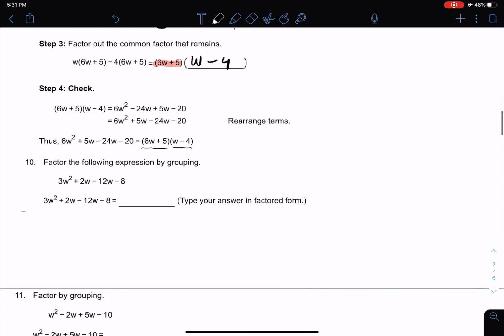Okay, so number 10, factor the following expression by grouping. Can we do it? Let's see. Let me write it down. 3w squared plus 2w minus 12w minus 8. You might ask the question, do we have to rearrange things? And on some problems you do, but mostly in this class you don't.